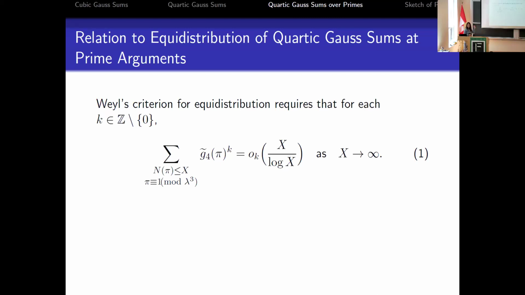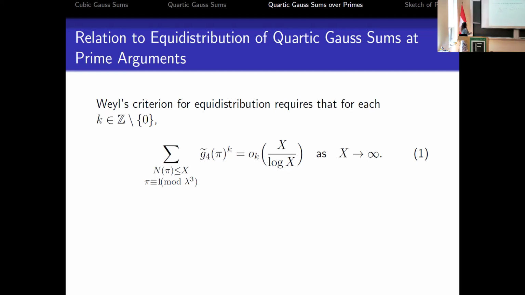The type 1 sum already gives us an x to the 3/4. But now, as I promised earlier, I wanted to make a connection between this equidistribution question and studying these twisted first moments. So Weil's criterion for equidistribution requires that, if you want to show equidistribution, you want to show that the kth moment of these Gauss sums, when evaluated at prime elements, is little o of x over log x.